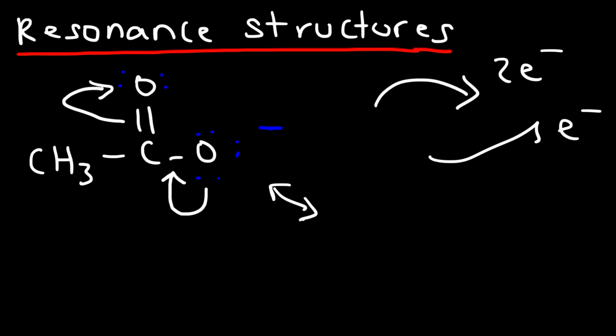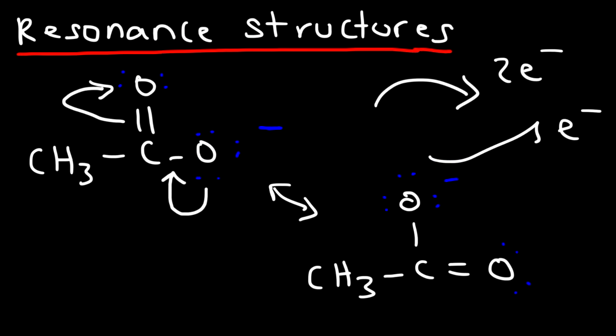And we could use a double arrow to indicate that the next structure is a resonance structure. And so this is how the other resonance structure is going to look. So now the oxygen on the right has 2 lone pairs because it lost 1, and the other one gained 1, so it has 3. And so that's how we can draw the resonance structure of acetate.